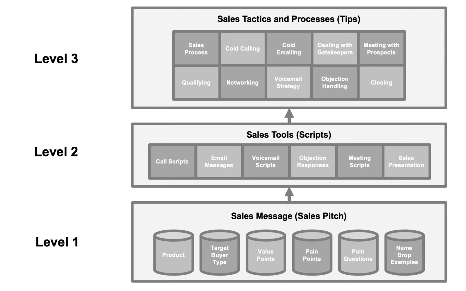Another example is sometimes clients come to us and want help with objection handling. So they're coming to us to work on level 3, but they haven't done the work for level 2 and level 1. In those scenarios, we go back and start at level 1 to create their message, then level 2 to create their objection responses, and then level 3 to work on their approach to respond.